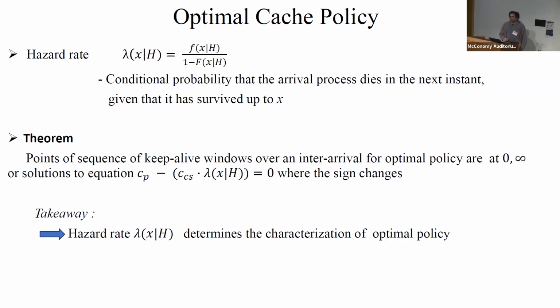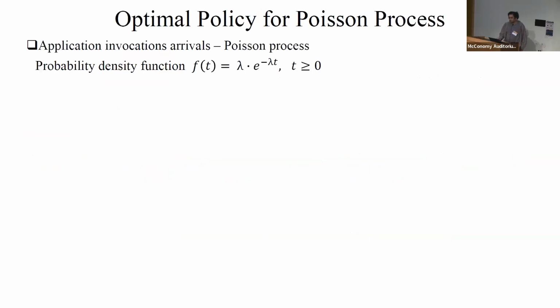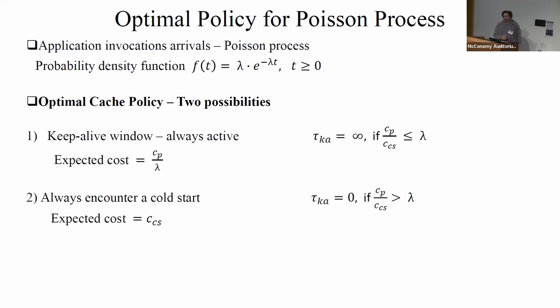So we look at a simple example of characterization of the optimal policy for a Poisson process. A Poisson process is an arrival process where the inter-arrival distribution is an exponential distribution with parameter lambda. So the optimal policy for the case of a Poisson process consists of two possibilities. The optimal policy is either an infinite keep alive window if CP by CCS is less than lambda.